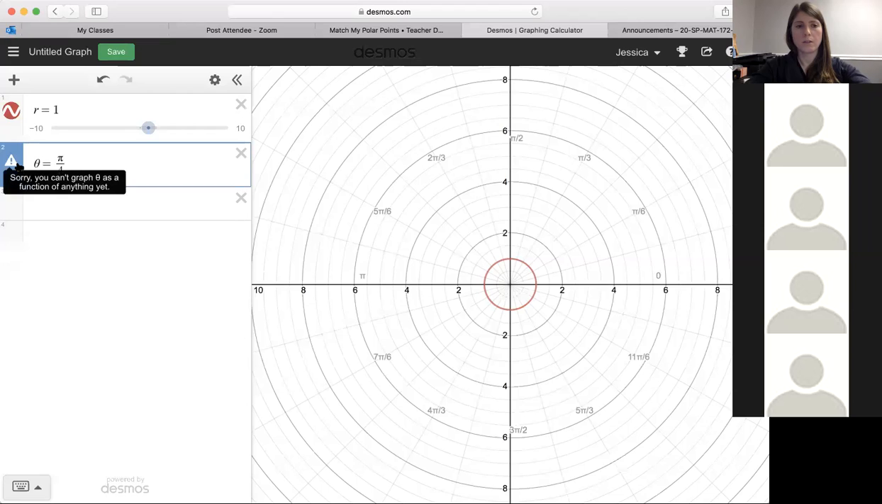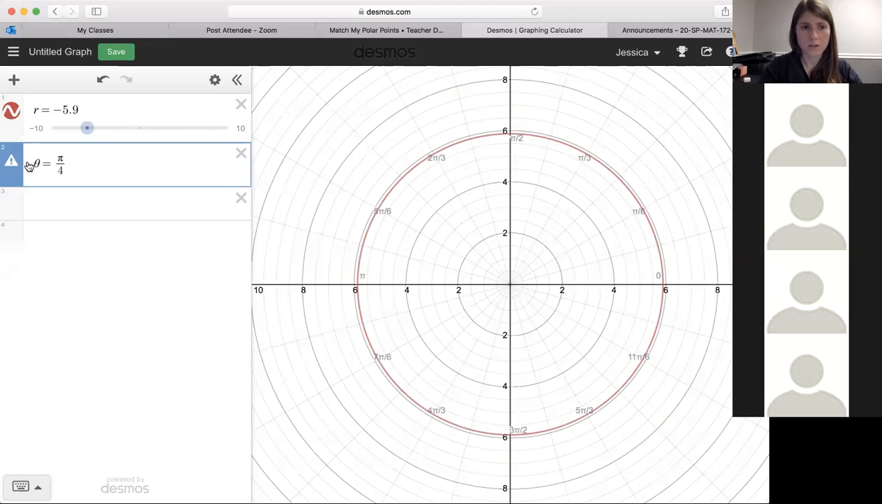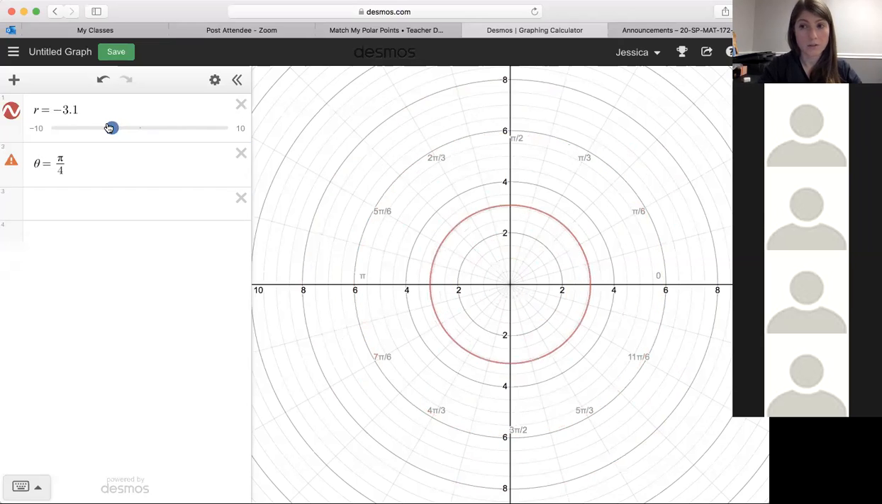Why are you unhappy? Sorry, you can't graph theta as a function of anything yet. Why not? Ooh, look, y'all, how cool. It made it a slider. I'm going to have to play around with Desmos, why it doesn't like that, right? Because I found out that Desmos doesn't always graph things quite like I think they should be graphed.